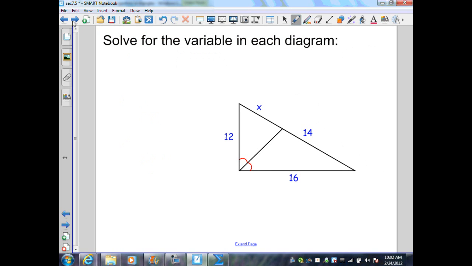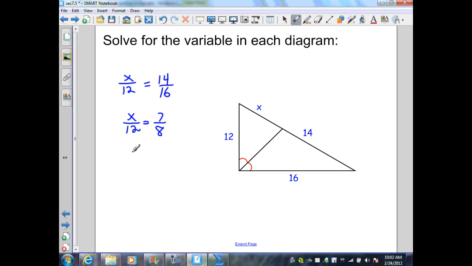We want to solve for the variable in each diagram. Here I'm given a triangle with an angle bisector, and from the previous theorem, I know that this bisector divides these two segments in proportion to the other two sides of the triangle. I'm going to set up my proportion, x over 12, the segment adjacent to its side of the triangle, is equal to 14 over 16, which is easier to simplify this ratio. So let's do that. X over 12 is equal to, divide both by 2 here, I get 7 over 8.